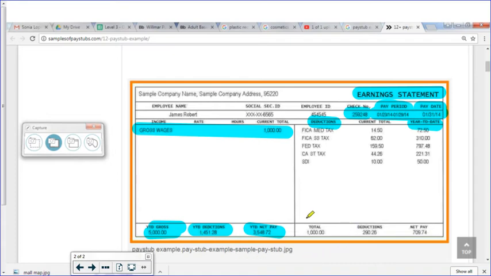The total just for this check, though, $1,000 gross wages, gross pay, deductions $290.26 for this check, and the net pay for this check, take home pay that I get to spend, $709.74.